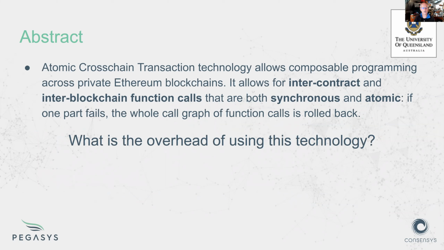So if one part of the function call fails, so one part of the overall transaction fails, then the whole call graph of functions is rolled back. And this talk is overall about the overhead of using this technology compared to just using single blockchain function calls. So I'm going to explain the technology.